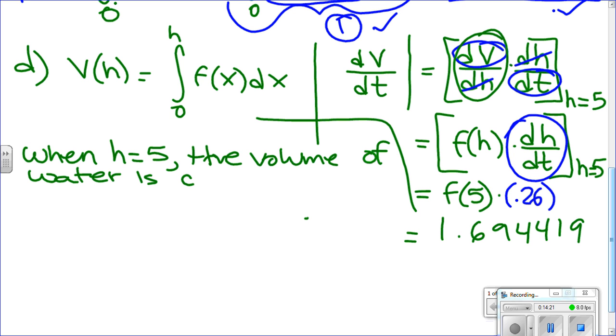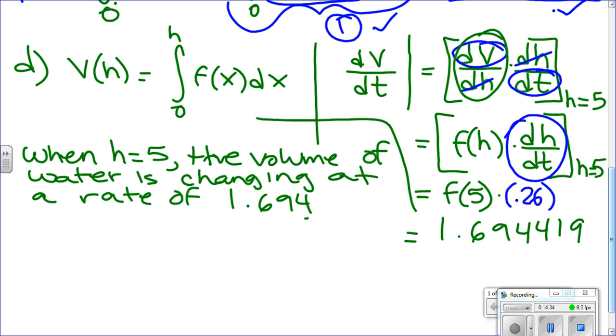is changing at a rate of 1.694 cubic feet. Okay, so let's go back to the question. Water is pumped into the tank. When the height of the water is 5 feet, the height is increasing at a rate of 0.26 foot per minute. So that's where that 0.26 comes from.